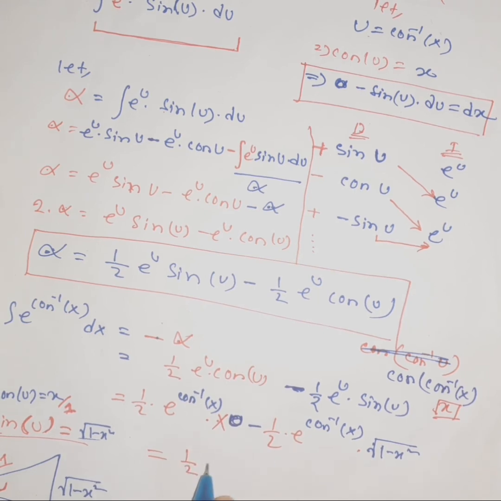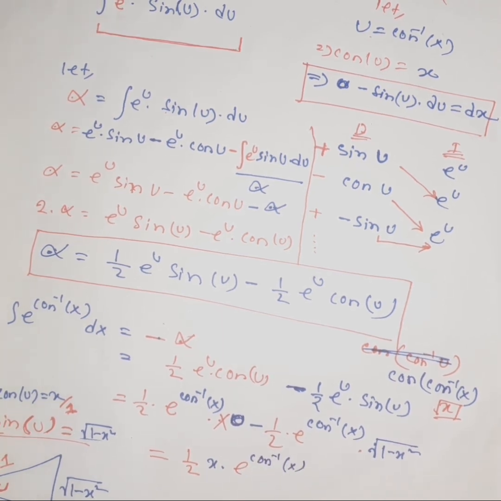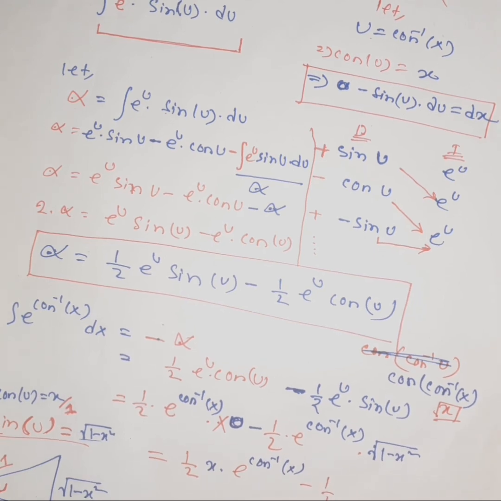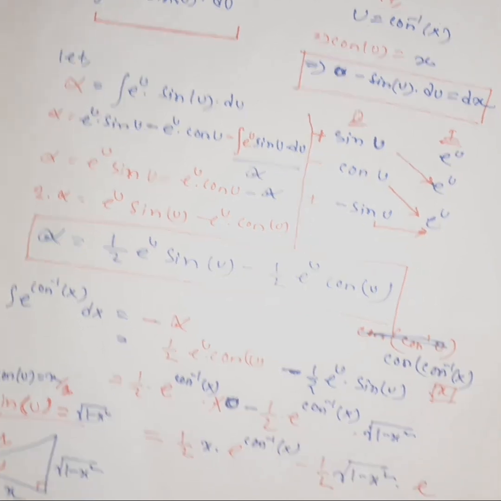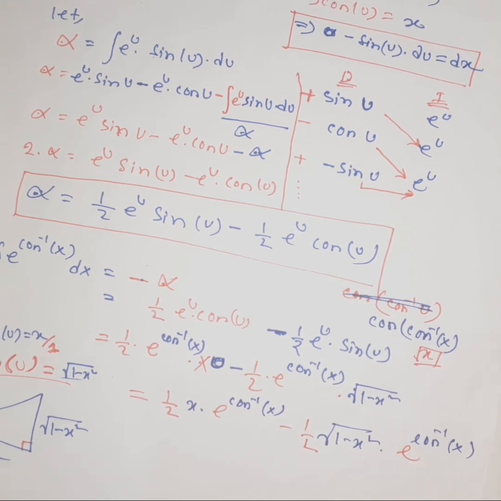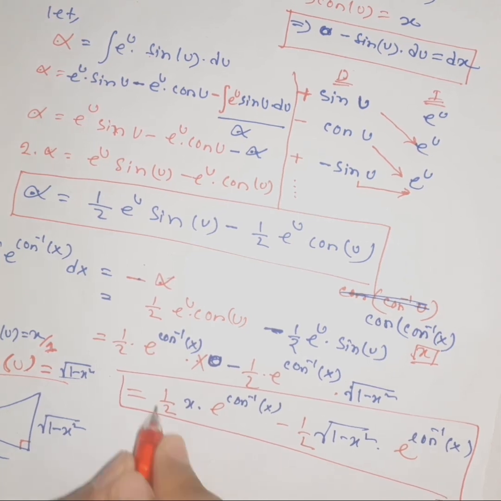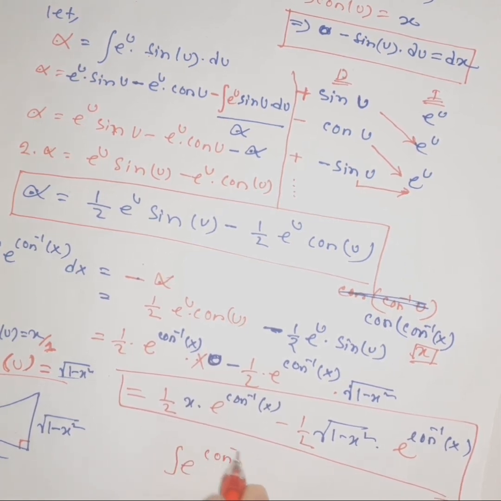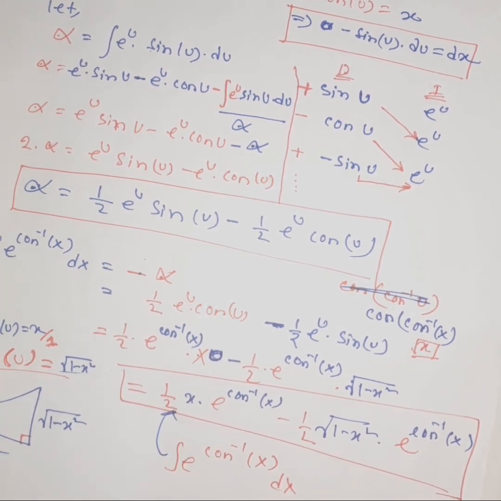So this is equal to half x times e to the cosine inverse of x minus half square root of 1 minus x squared times e to the cosine inverse of x. That's it guys. So this is the integral of e to the cosine inverse of x dx, and it is equal to this. Okay, that's it guys, thanks a lot for watching and sorry for the mistake again.